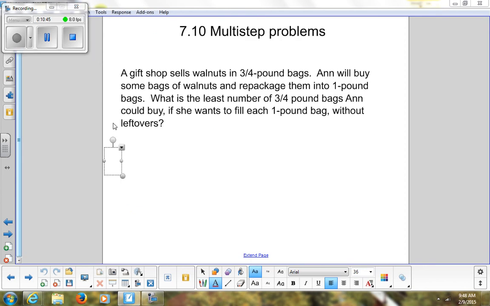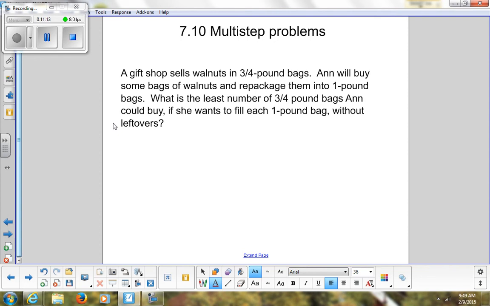Okay, let's take a look at the first word problem. A gift shop sells walnuts in 3/4 pound bags. Anne will buy some bags of walnuts and repackage them into 1 pound bags. What is the least number of 3/4 pound bags Anne could buy if she wants to fill each 1 pound bag without leftovers?